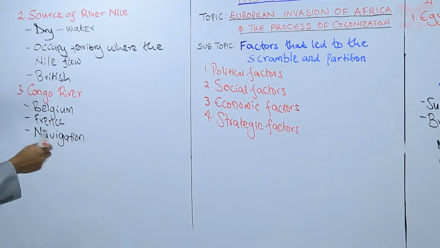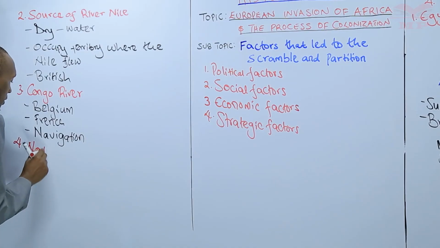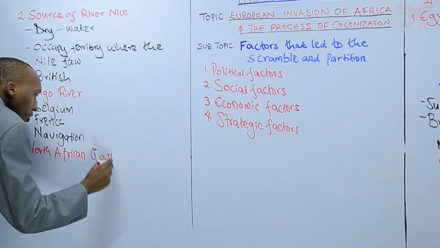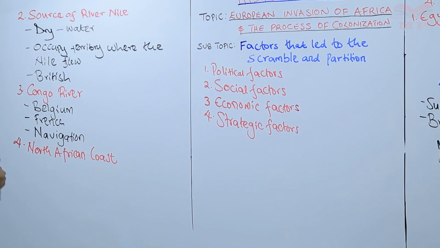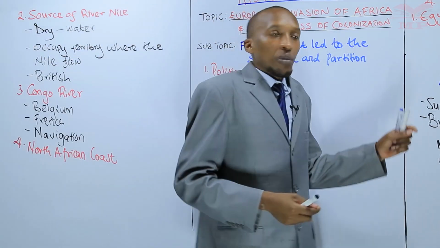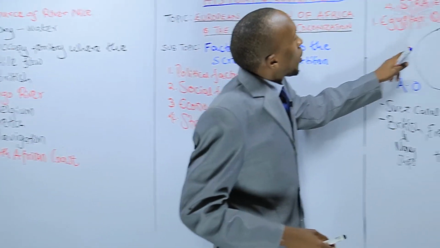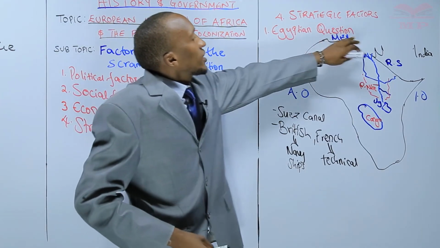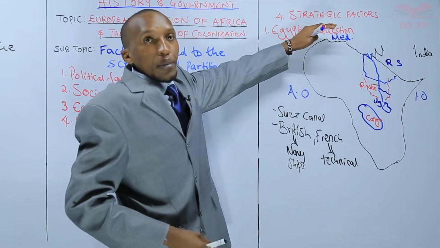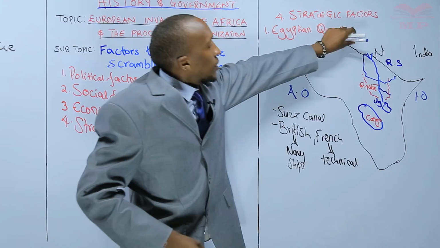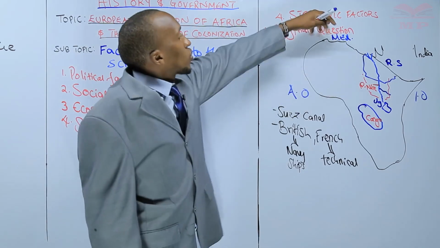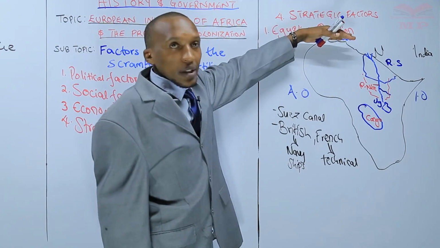That is number 3. Number 4, we are going to talk of the North African coast. When we talk of the North African coast, my dear Lana, we shall go back to refer to our map here. This is the coast of Africa. Anybody who is controlling this land is able to control the waters of the Mediterranean, because the sea is all around this north coast. So any nation that occupies this land is going to control the activities that happen in the Mediterranean Sea.